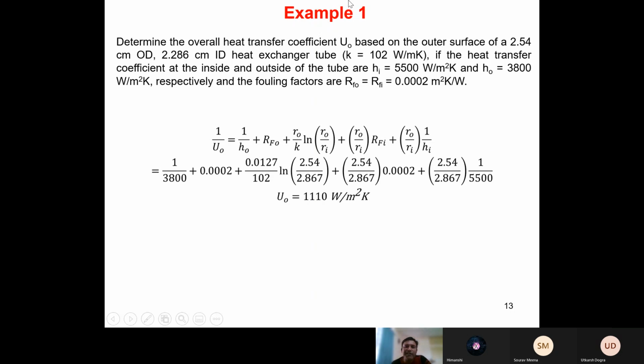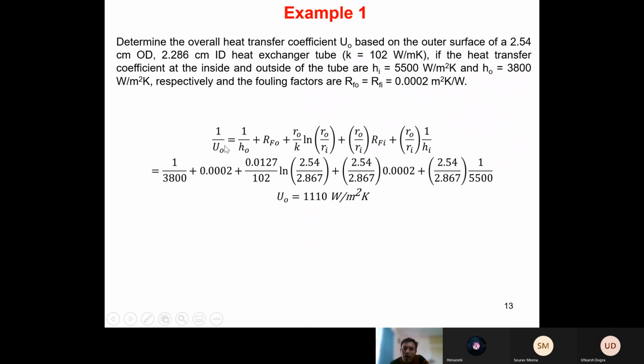Determine the overall heat transfer coefficient U0 based on the outer surface of a 2.54 centimeter outer diameter, 2.286 centimeter inner diameter heat exchanger tube with thermal conductivity of 102 watt per meter Kelvin. If the heat transfer coefficients at the inside and outside of the tube are given as HI equal to 5500 watt per meter square Kelvin and H0 equal to 3800 watt per meter square Kelvin respectively, and the fouling factors are given as 0.0002 meter square Kelvin per watt.